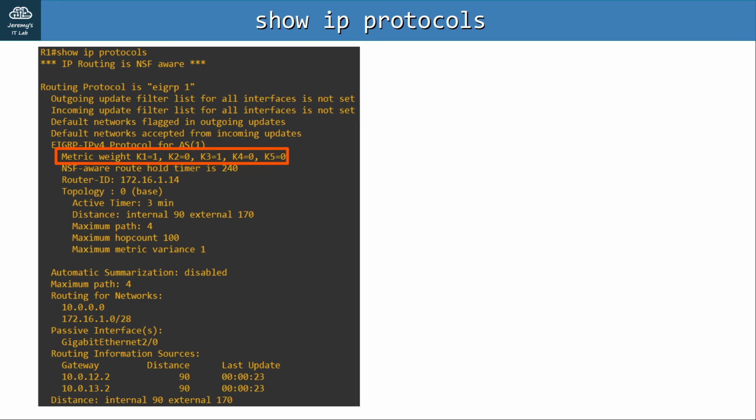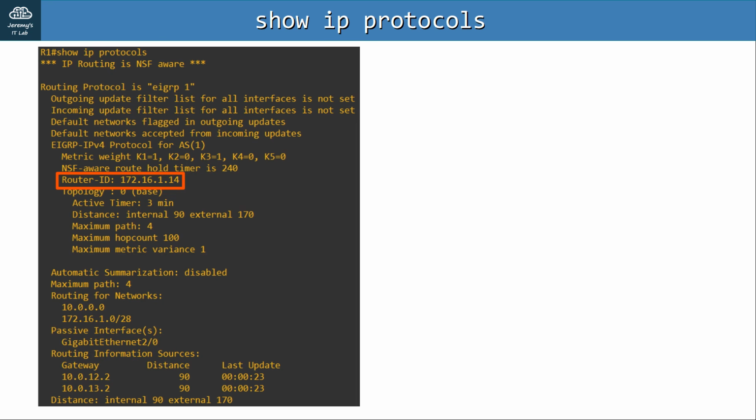The bandwidth of the slowest link in the path, plus the sum of the delay values of all the links in the path, are used to calculate the metric. The other K values, K2, K4, and K5, are set to 0 by default, and are not used to calculate metric. However, that can be changed with configuration.